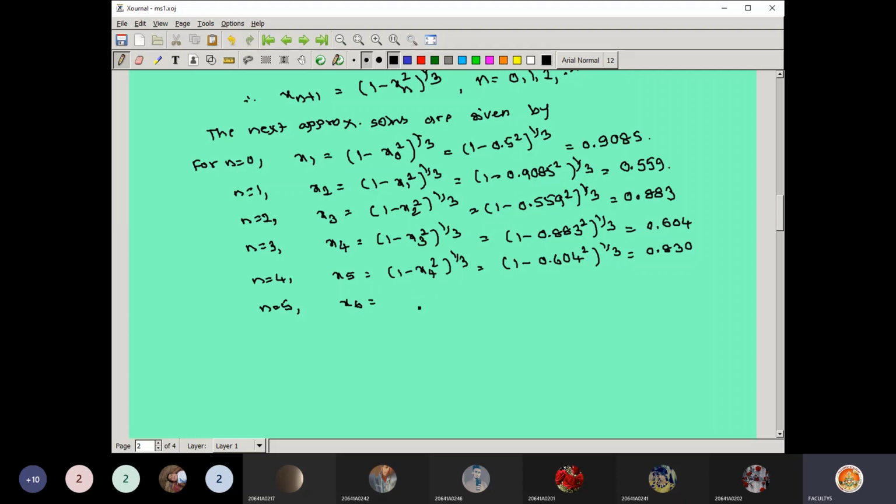x6. First let's do it. It is (1 minus x5 squared) to the power 1 by 3. So it is 1 minus 0.860 squared, whole to the power 1 by 3. It is x5, right, 0.860. Okay, then you substitute here also. Try to give the answer.